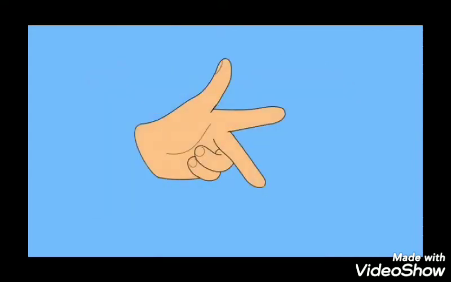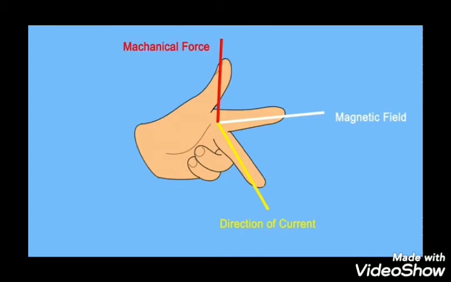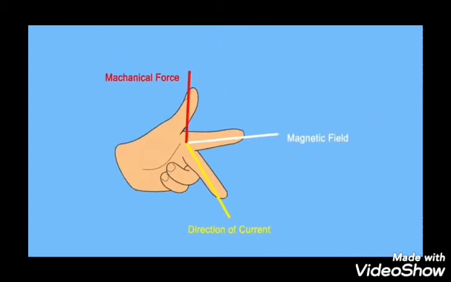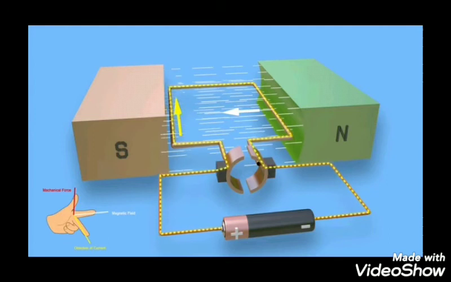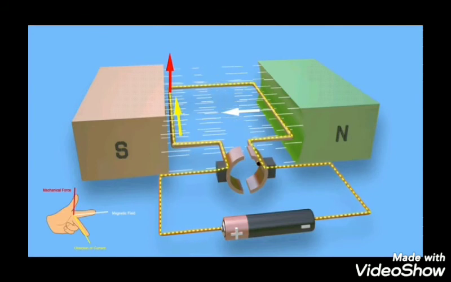Now, after rotation, what happens when the two arms exchange their places? Again, we have to use Fleming's left hand rule to understand that. The forefinger indicates the magnetic field, the middle finger the direction of current, and the thumb the mechanical force. Now, the magnetic field is north to south, right? And the current is flowing in which direction? Upward direction on the left arm of the rectangular coil. The mechanical force will be in the direction of the red arrow mark.